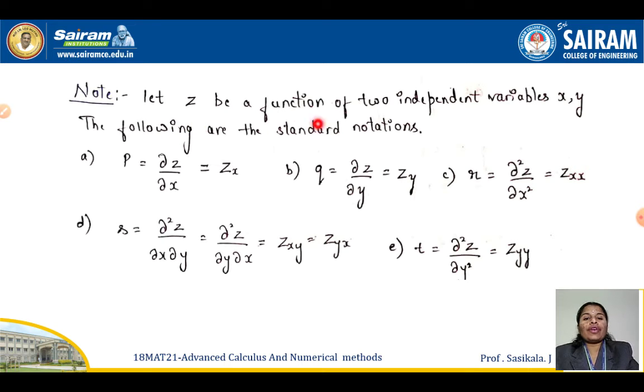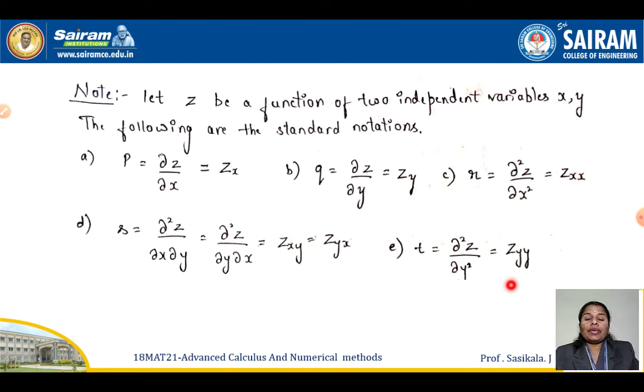Let Z be a function of two independent variables X and Y. The following are the standard notations. P is dou Z by dou X, which is ZX. Q is dou Z by dou Y, which is ZY. R is dou squared Z by dou X squared, which is ZXX, differentiating two times. And S is dou squared Z by dou X dou Y, or dou Y dou X. So both will be treated as S, ZXY or ZYX. T is dou squared Z by dou Y squared, that is ZYY.